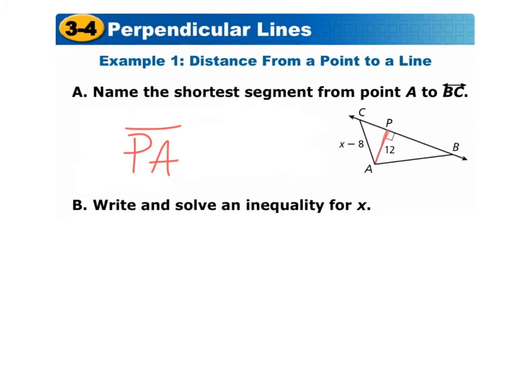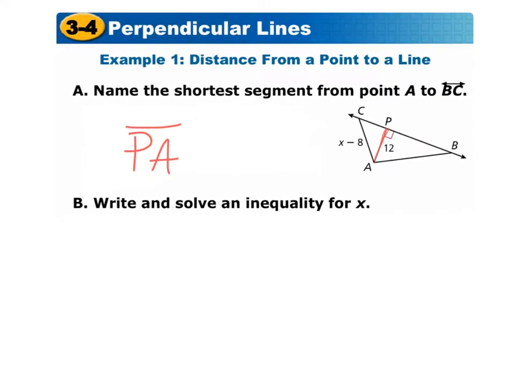Next, write and solve an inequality for x. So what do inequalities have to have? Less than or equal to. So inequalities have less than, or greater than, or less than or equal to, one of these. So what would this inequality look like? How would we set up this equation as an inequality?